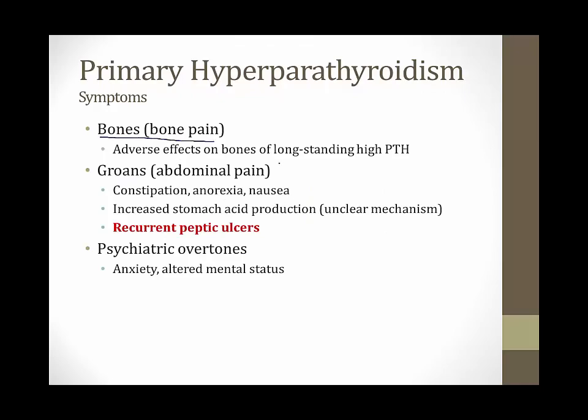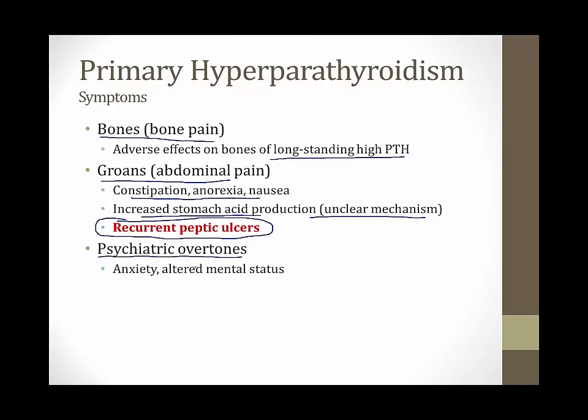This is the result of the adverse effect on bones of long-standing high parathyroid hormone, and we'll talk more about that in a minute. Groans stands for abdominal pain. This is for the constipation, anorexia, and nausea that patients develop when they have high levels of calcium. In addition, it's long been known that you can see increased stomach acid production in patients with hypercalcemia and hyperparathyroidism. The mechanism of this is unclear, but you should be aware that recurrent peptic ulcers is also something you can see in hypercalcemia. And then finally, if your calcium level gets very high, you can become disoriented and confused. This is psychiatric overtones. Patients with hypercalcemia can have anxiety and altered mental status from the high calcium levels.